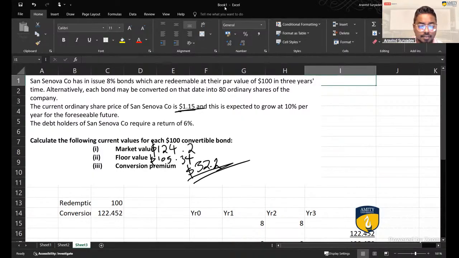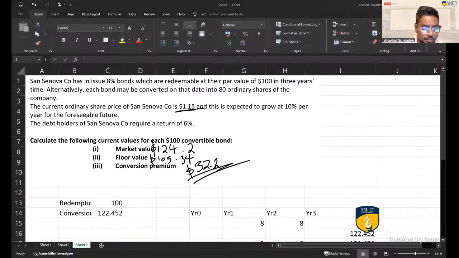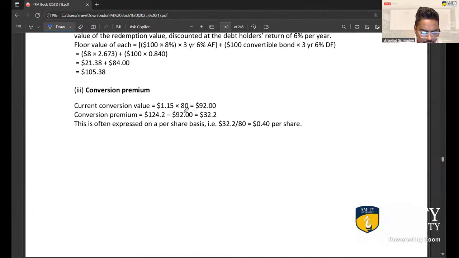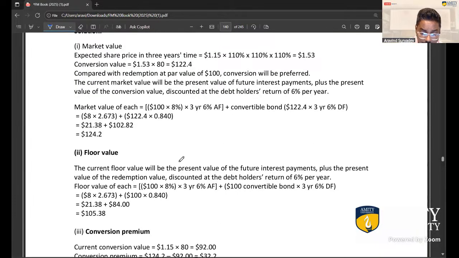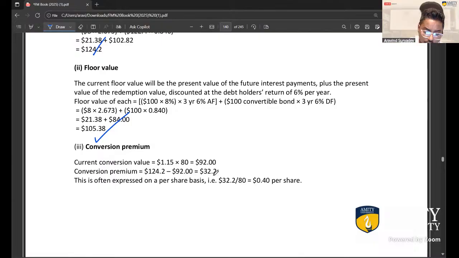So that is that. With that, we come back to the textbook once again. I believe we are done with all the questions. You can see the answers here: the floor value, the market value, and 32.2, the conversion premium. If you divide that by the 80 shares that you're supposed to get, you can figure out the premium that you're paying per share for being able to convert 3 years from now. So check it out.